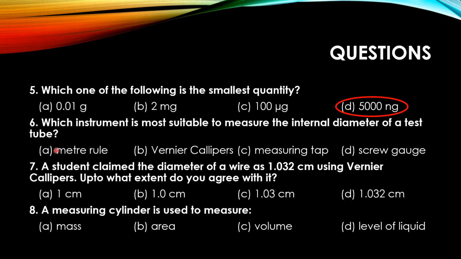Question number 6. Which instrument is most suitable to measure the internal diameter of the test tube? Option A is meter rule, B is vernier calipers, C is measuring tape, D is screw gauge. So the right option is B, the vernier caliper. With the help of vernier caliper, we can measure the internal diameters of test tubes.